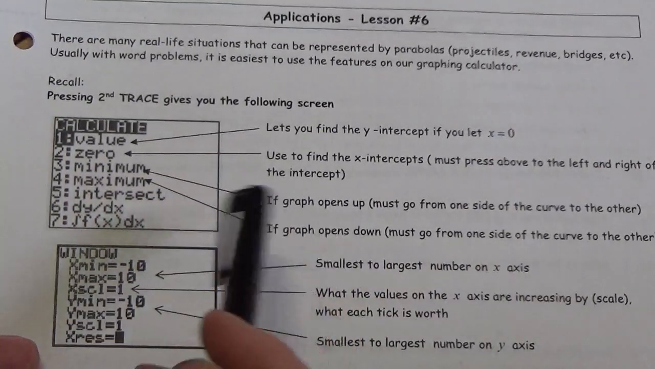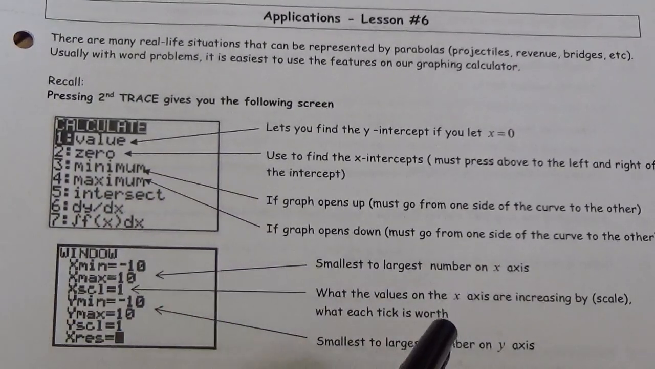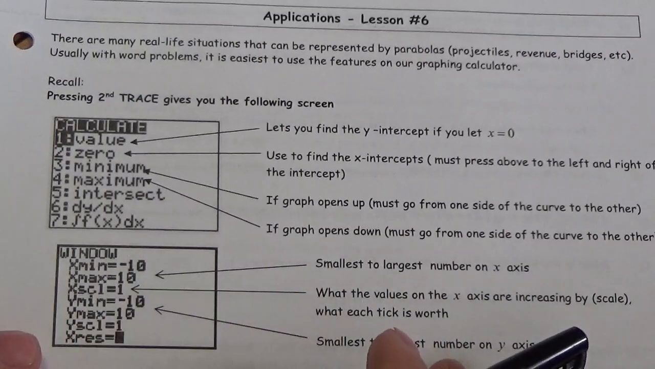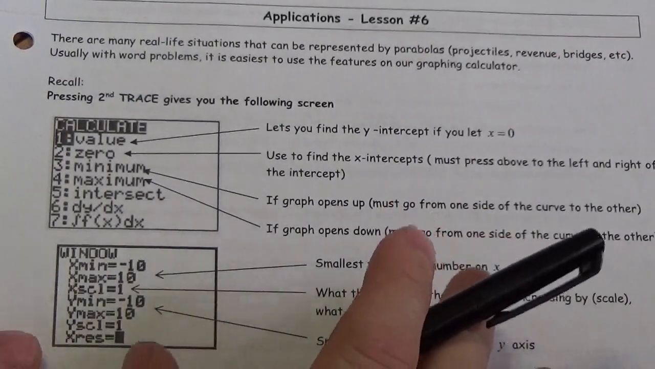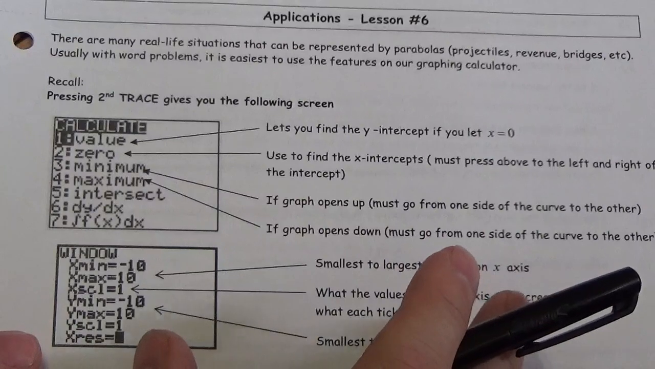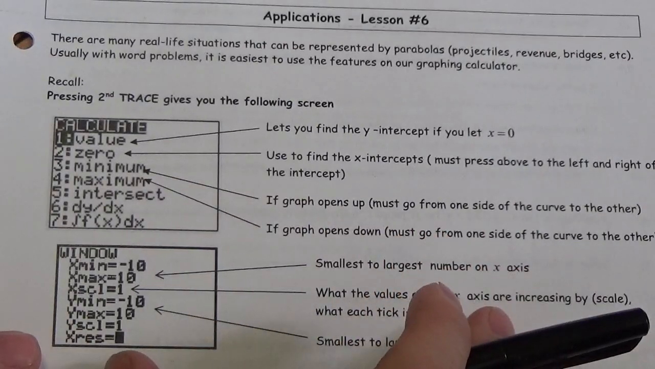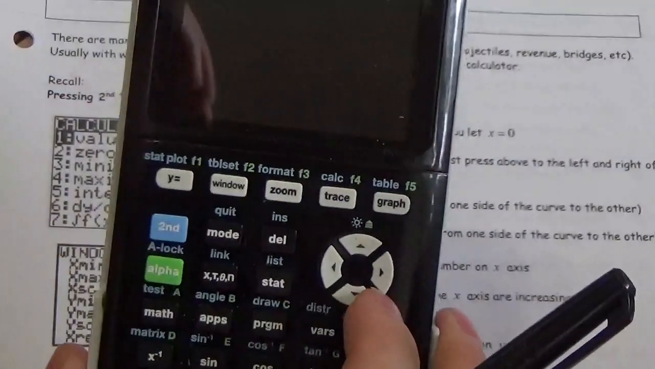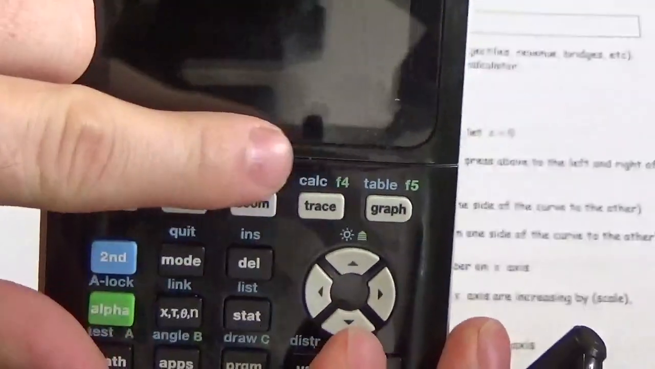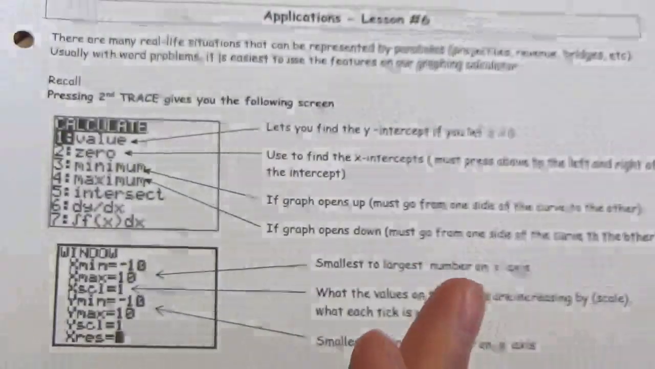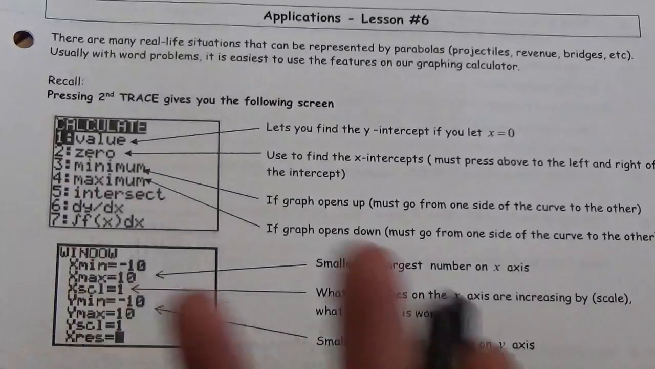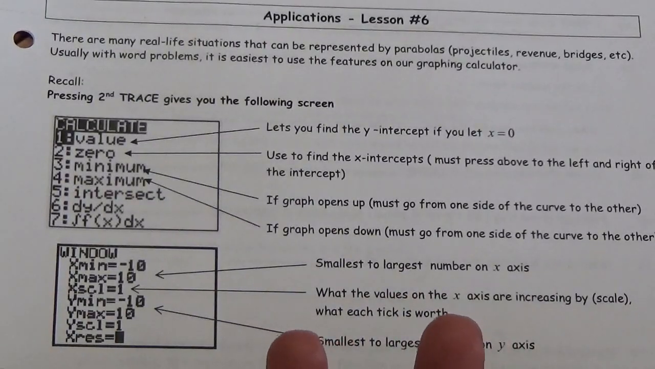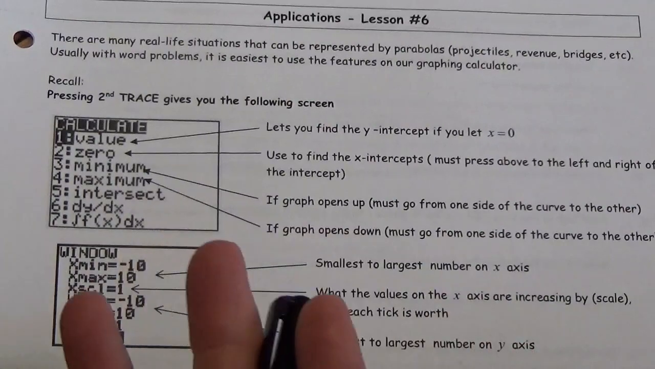But first of all, before we get to that, understand that when you graph something, when you go y equals and enter in an equation, on the Texas Instruments calculator in particular, if you press 2nd trace, that is going to open up your calculation menu. I'll bring that up here. That's going to open up this menu right there, and that's going to allow you to determine the different features of the graph that you're looking for.